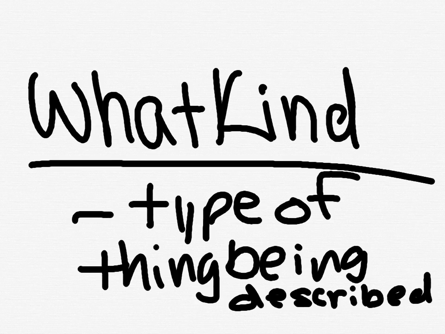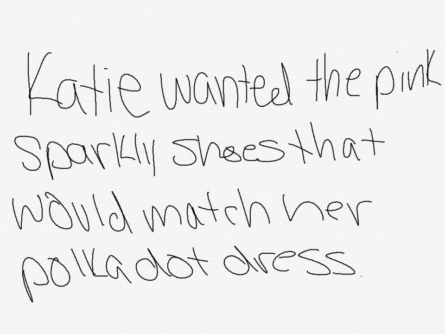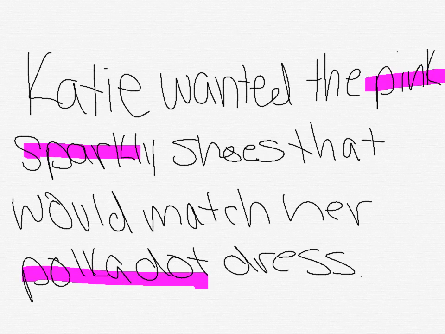The first kind of question that an adjective can answer is what kind. What kind lets the audience know the type of thing that is being described. In the sentence, Katie wanted the pink sparkly shoes that would match her polka dot dress. What answers what kind? You may pause the video to answer this on your own on a scratch piece of paper. The correct answer is pink sparkly and polka dot. This is because pink sparkly describes the shoes and polka dot describes the dress. They both answer what kind.